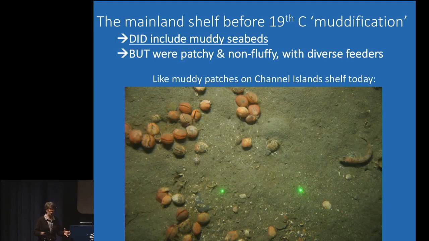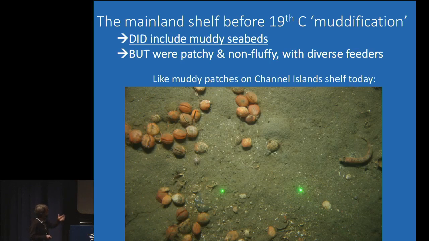Now, that mosaic of habitats in the pre-cal shelf did include patches of mud. But we can tell, again from the dead shells, that that mud had a far greater number of different kinds of feeding types than muds on the modern mainland shelf today.